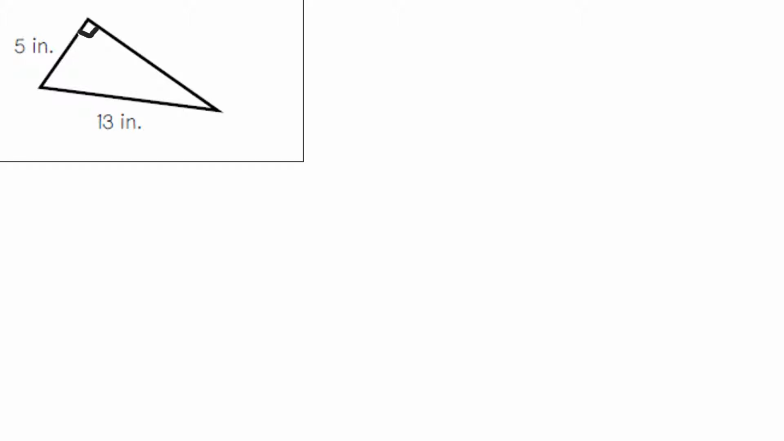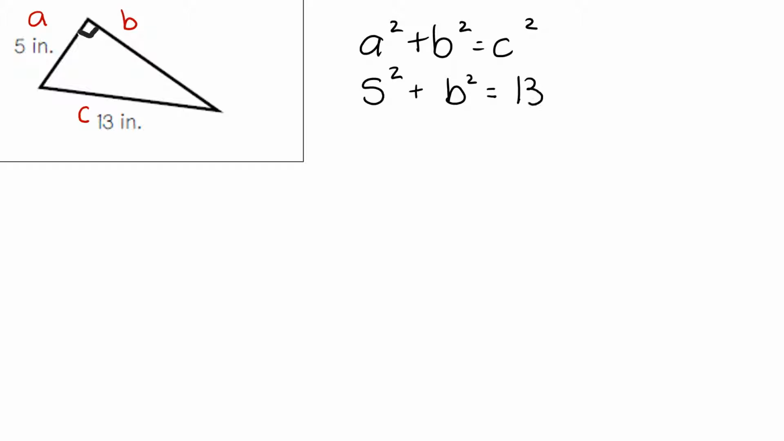For this problem, you can see the 90-degree mark in the corner, which means that those two edges are A and B, and our longest side, the diagonal line, is C. So we're going to plug that information into our Pythagorean Theorem equation. A squared plus b squared equals c squared. A is 5, b is unknown, and c is 13. We can go ahead and solve it.